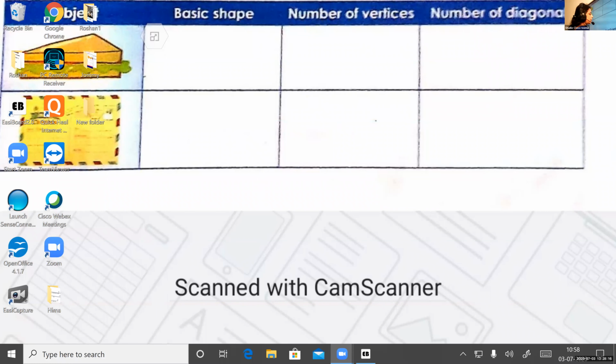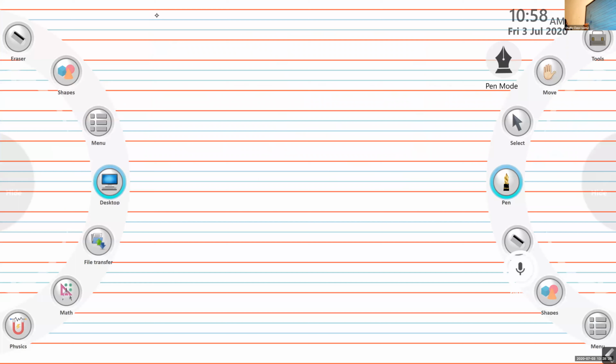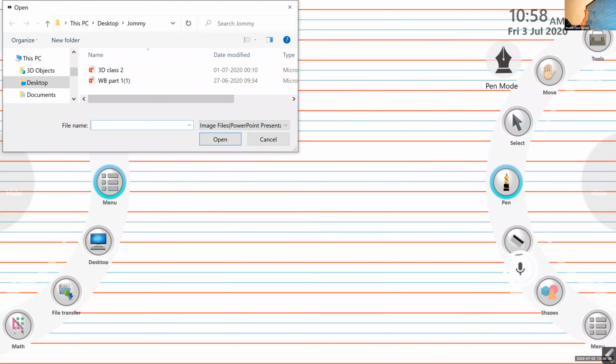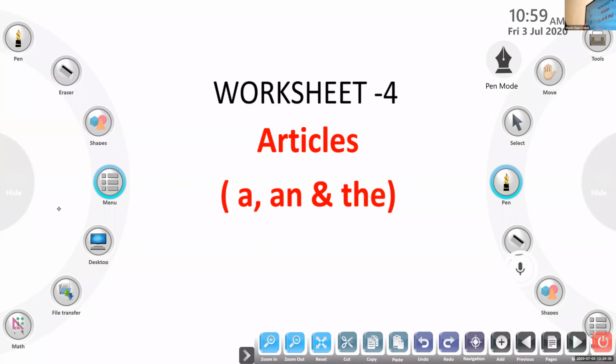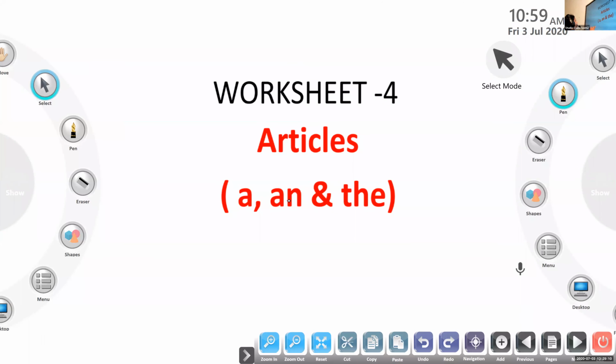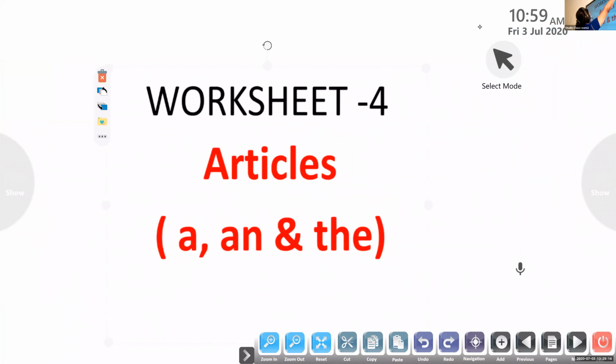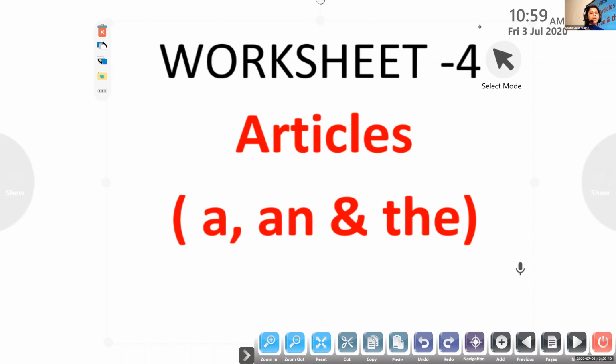Now all of you look at the screen. Don't place your pencils and everything on the table. So we are in worksheet 4. Can you see the screen, children, all of you? We are in worksheet 4, articles, a and the.